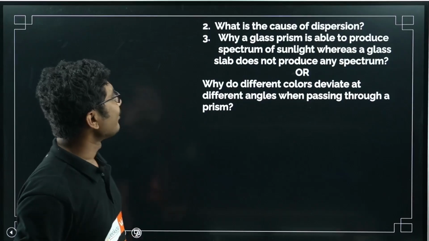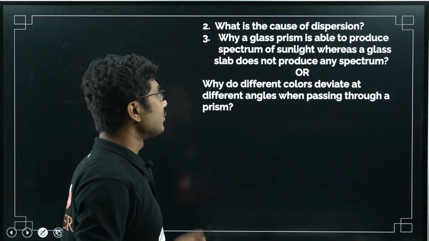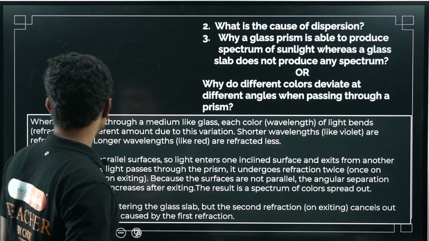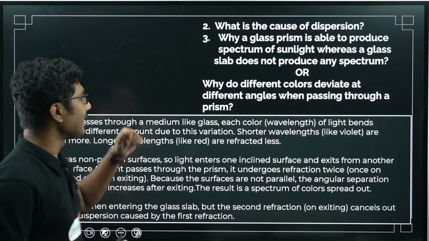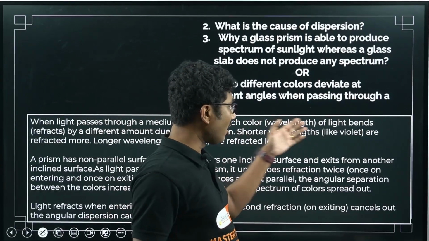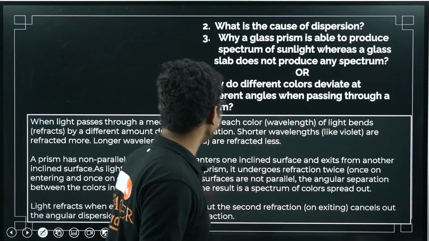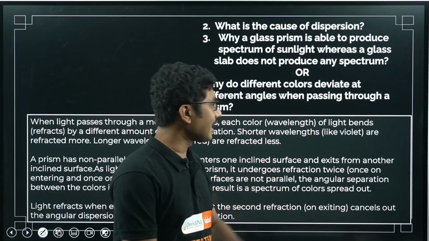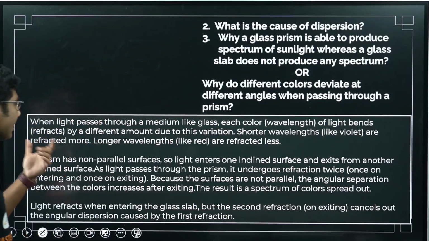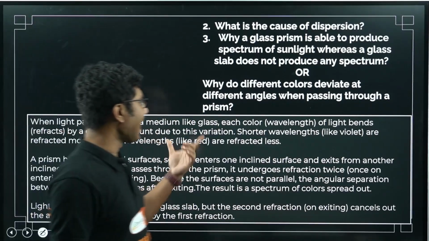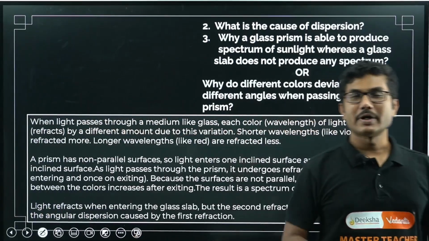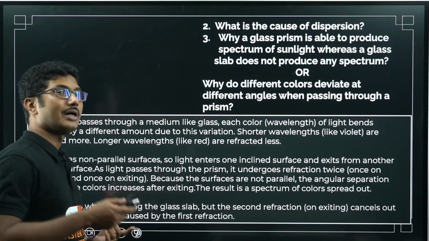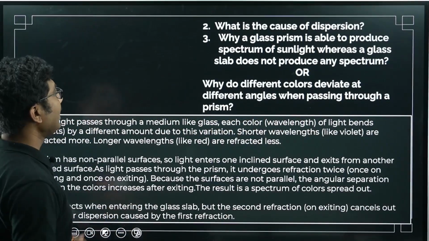Okay, next is what is the cause of dispersion? The cause of dispersion is that different colors of light travel at different speeds. When light passes through a medium like glass, each color or wavelength bends by a different amount due to this variation. Shorter wavelengths like violet are refracted more, longer wavelengths like red are refracted less. So different colors are getting refracted by different amounts. That gives rise to dispersion, right?